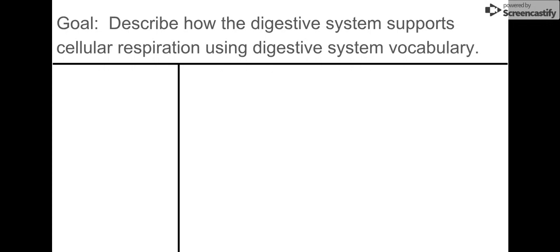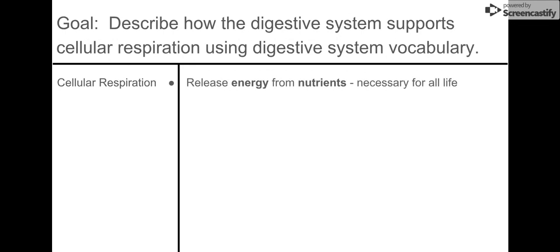So to start with, we should probably define cellular respiration for the purposes of this mini lesson. This is a little bit simplified from what we have done before, but the basic gist is that we need to be able to release energy from nutrients and that this process of respiration is necessary for all life. We're going to be looking at cellular respiration specifically in humans, and that can be expanded out to any complex life that contains organ systems, including the digestive system.